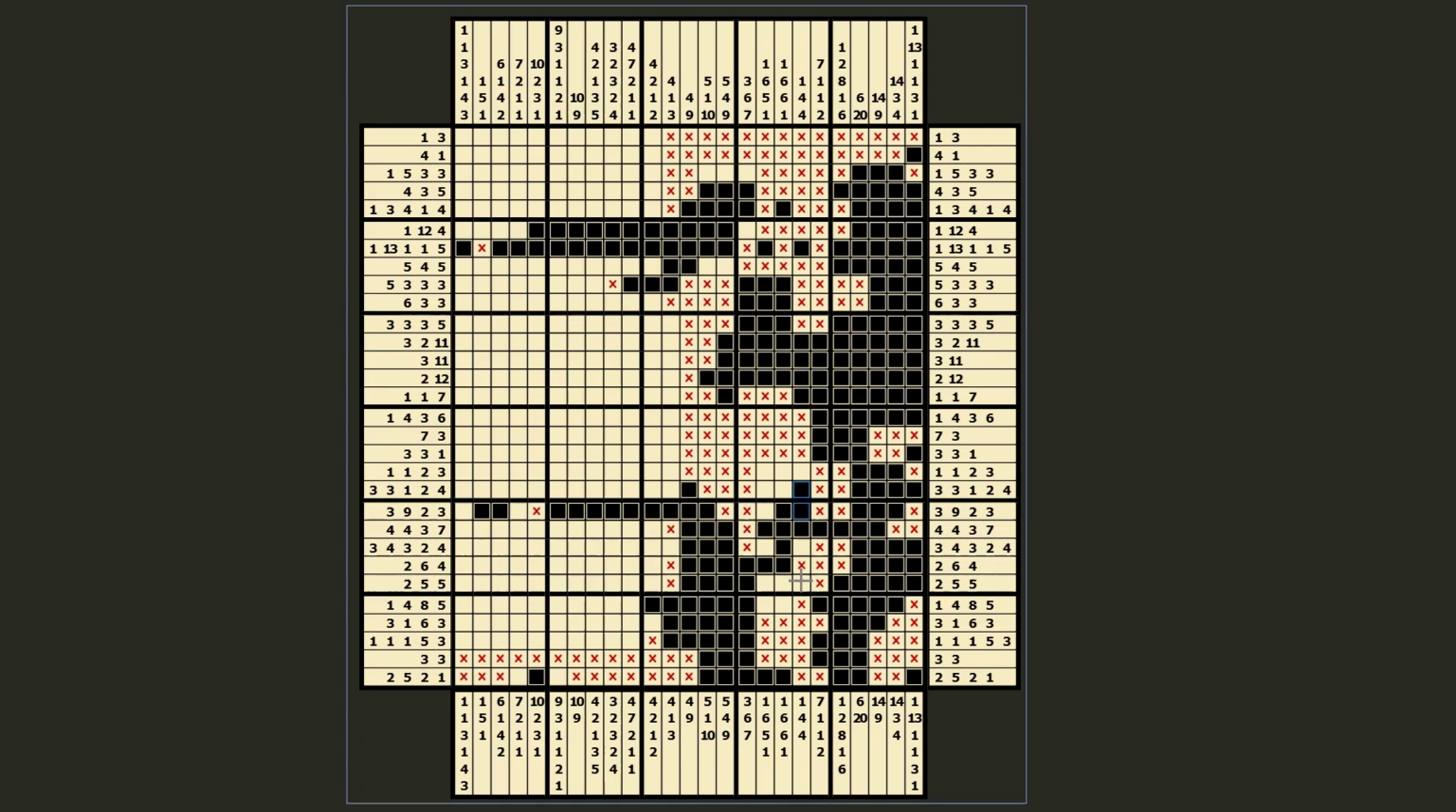1, 4, 4. Extend that. Block that. That's a 2. That's a 2. 1, 6, 5, 1. Complete.